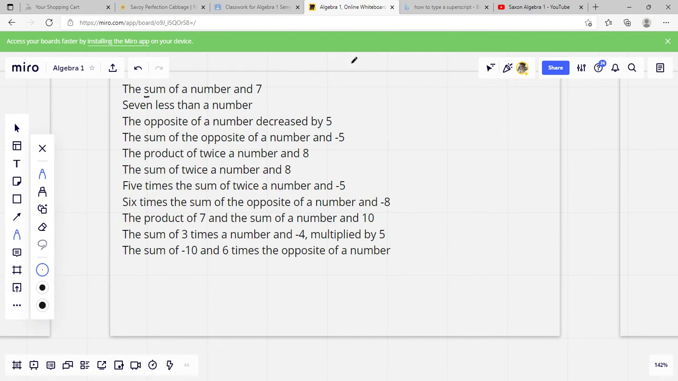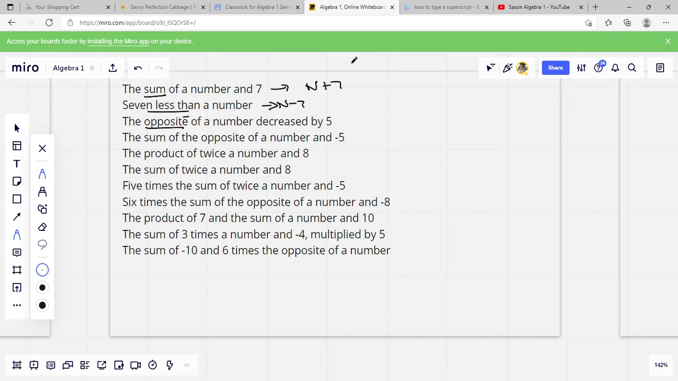Like sum, that means we're going to add. The sum of a number and 7. We'll use n for a number, and we'll have the number plus 7. 7 less than a number. Less than means subtract, so our number minus 7.